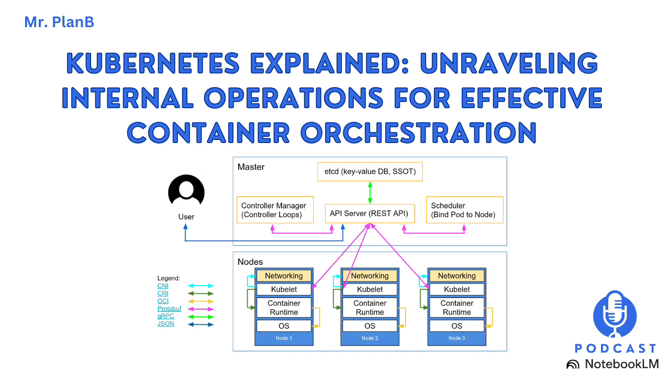Exactly. Then comes authorization. This is about making sure you're allowed to do what you're trying to do. Precisely. Just because you're allowed in the club doesn't mean you can access the VIP area. The kube-apiserver uses role-based access control, or RBAC, to manage this. You define roles with specific permissions and then assign those roles to users or groups. It's like giving out different badges with different levels of access. So RBAC is about controlling who can do what within the cluster. Exactly.